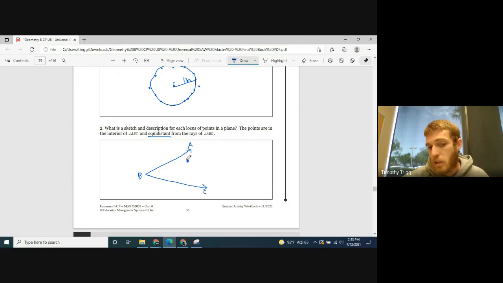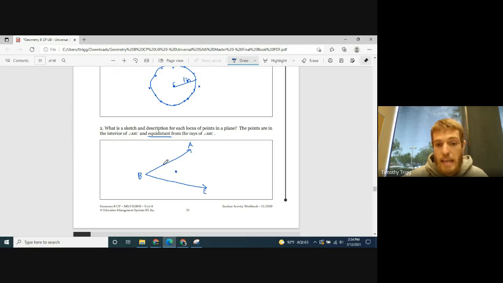Yes, it's on the interior, but it's not equidistant to these rays, right? See how it's closer to this ray than it is to this ray? So this would not be in the locus of points. This point I just made is not in the locus of points. Here would be a point that is in the locus of points.